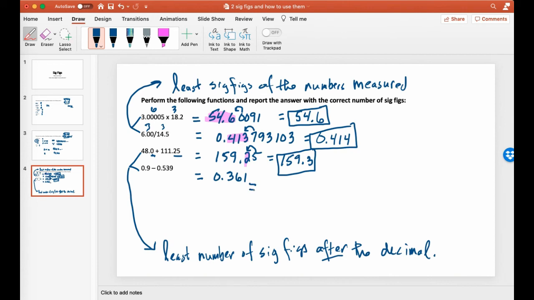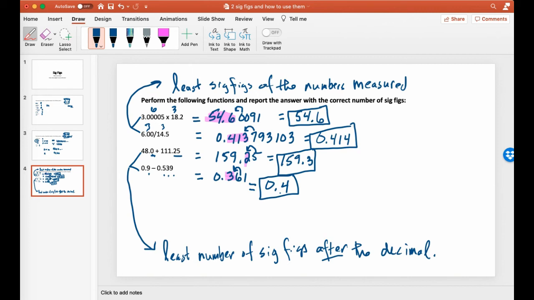Okay, and then this one, 1 significant digit after the decimal, 1, 2, 3. 1 is less than 3, so we only want 1 after the decimal. This 6 would round that up, so the final answer should be 0.4. And there's your final answer for that last one. Okay? And those rules are never, ever going to change. It'll always be that way.